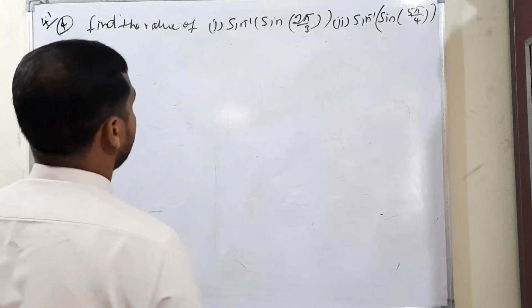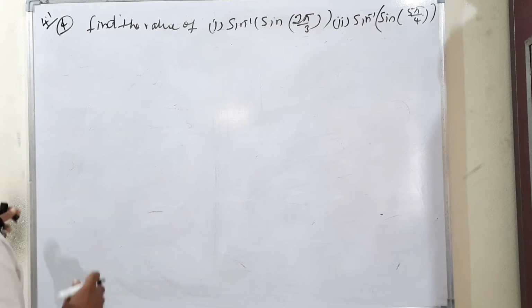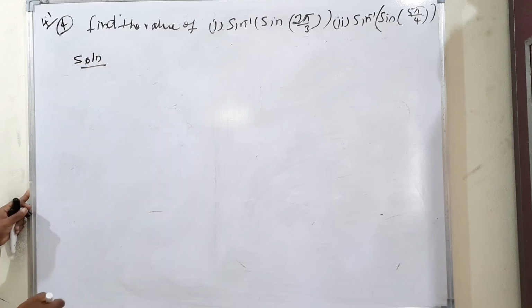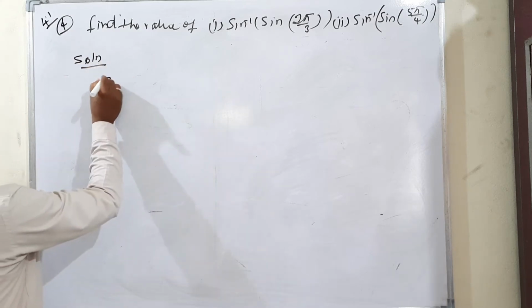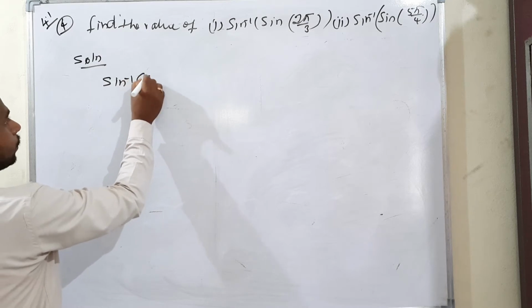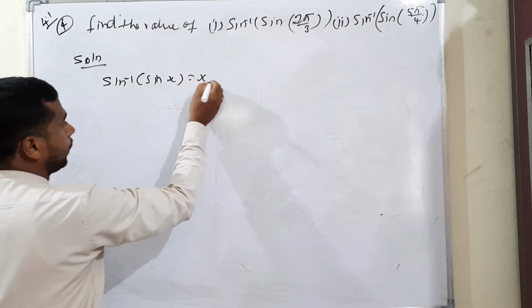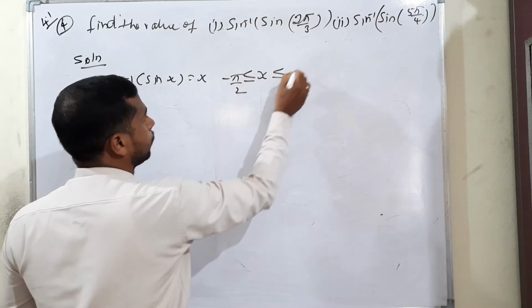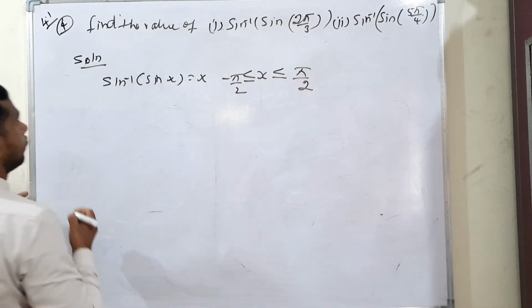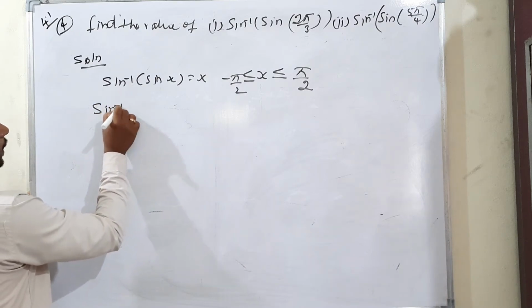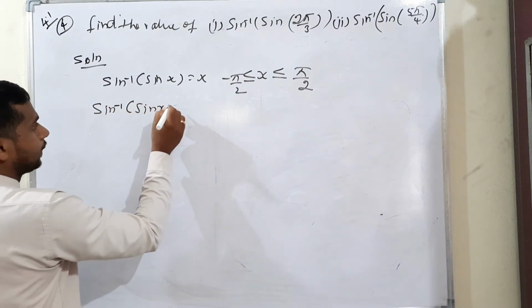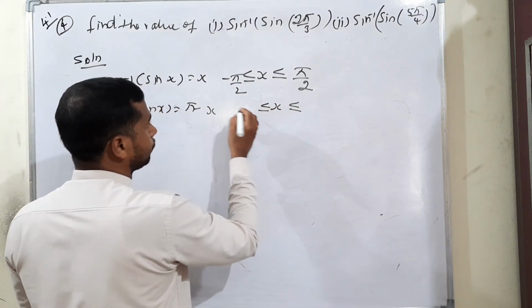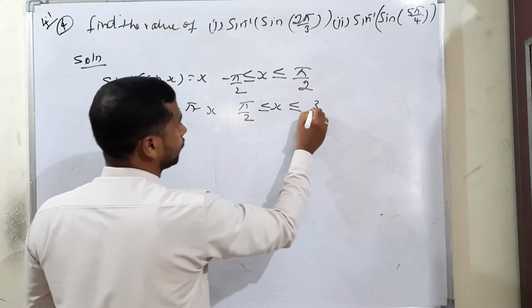Question number 4, find the value of the given two subdivisions. Okay, one by one we can discuss. Solution. What is the main property? There are two important properties in the sine inverse function. So sine inverse of sine of x is equal to x when x belongs to negative pi by 2 to positive pi by 2. Second one, sine inverse of sin x is equal to pi minus x when x belongs to pi by 2 to 3 pi by 2.